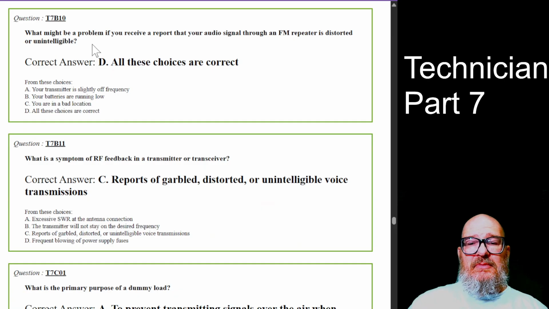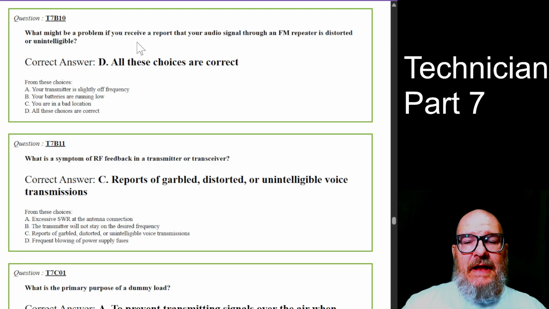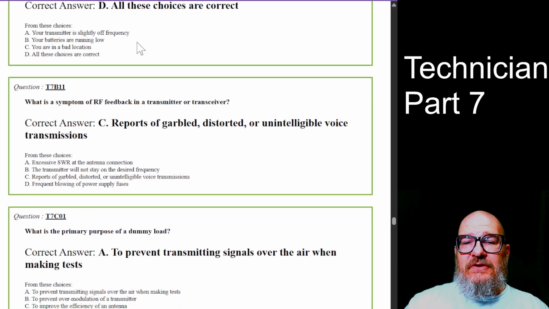What might be a problem if you receive a report that your audio signal through an FM repeater is distorted or unintelligible? Again, all these choices are correct. Your transmitter is slightly off frequency. Your batteries are running low. You are in a bad location.